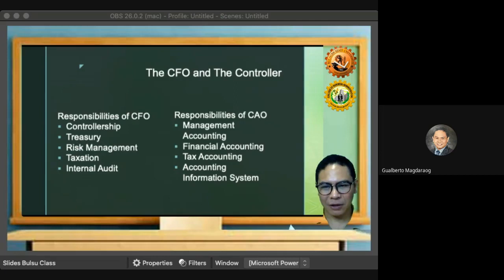So ano ang responsibility ng CFO? Controllership, treasury, risk management, taxation, internal audit. This responsibility does not mean na siya yung mag-function ng lahat ng ito. He has the authority to assign someone or to appoint someone to be the controller, to be the treasurer, to be the director for risk management, director for taxation, and internal auditor. So, hindi naman siya yun, yung CFO. But he has the responsibility over those departments. Na dapat niyang bantayan because that is his responsibility. Okay, so mas malawak yung responsibility niya.